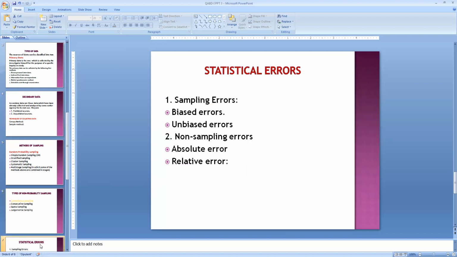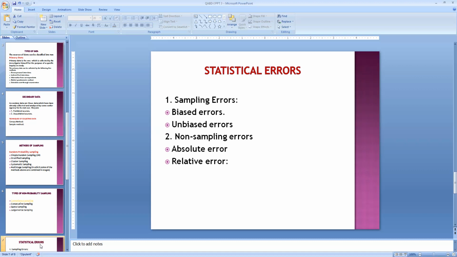Let us go to the next concept, called statistical error. What do you mean by statistical error? We know that error is nothing but a mistake or a disturbance. A statistical error is the amount by which an observation differs from the expected value. It is based on the whole population from which the statistical units are chosen randomly.